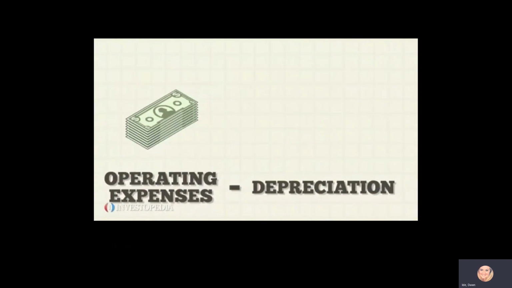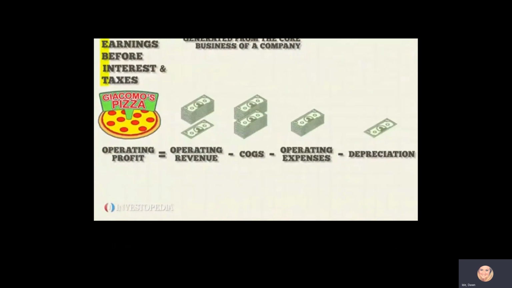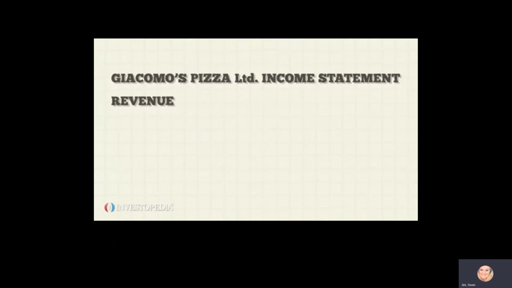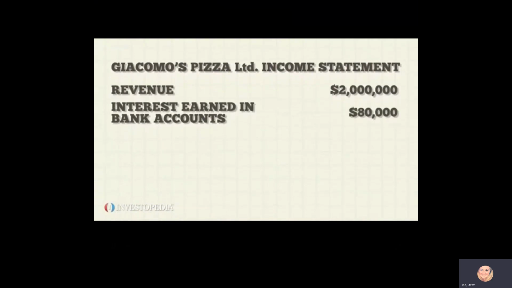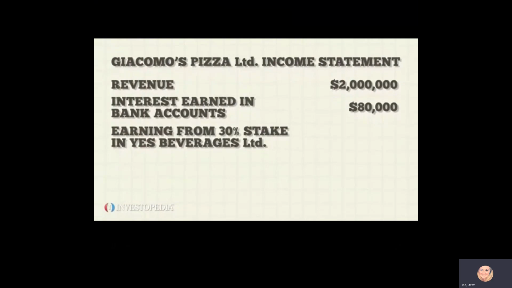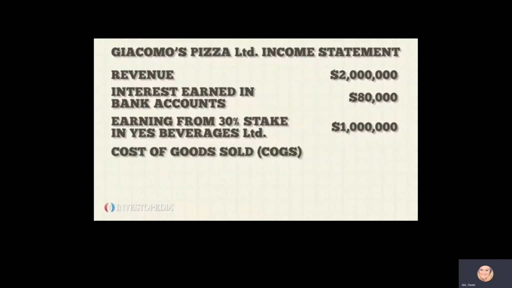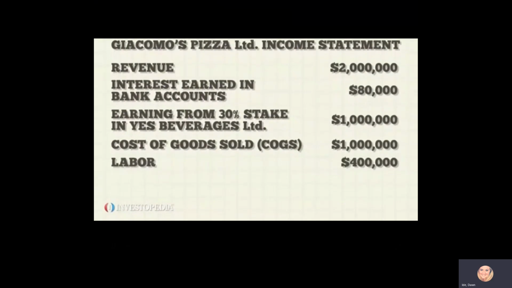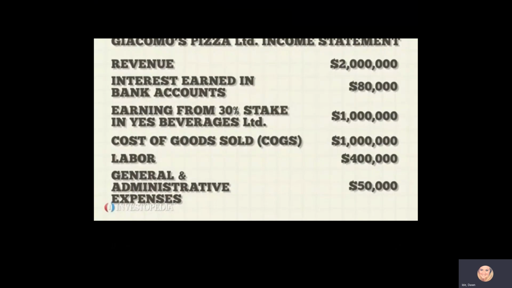Depreciation accounts for the decrease in the value of the assets over time. Consider the income statement of Giacomo's Pizza. Giacomo's Pizza Limited. Revenue, $2 million. Interest earned in bank accounts, $80,000. Earning from 30% stake in Yes Beverages Limited, $1 million. Costs of goods sold, COGS, $1 million. Labor, $400,000. General and administrative expenses, $50,000.